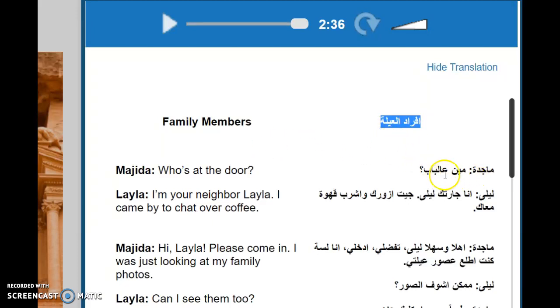Majida, min al-bab. Who is at the door? Ana jartik Layla. I'm your neighbor, Layla. Jita zurik. I came in order to visit you.